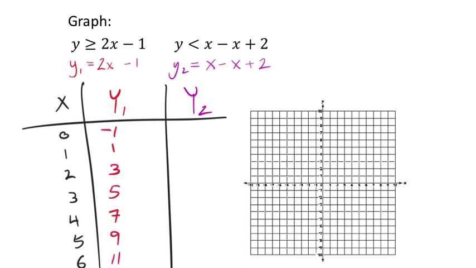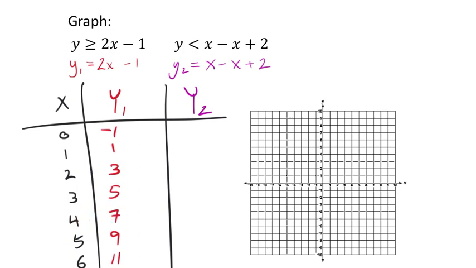Now that's a pretty good set. I don't see any decimals, so I should be able to put these all on, except the bottom there I got 611. That would be off the graph. So let's get these on there. I'm going to start with this first ordered pair. This is 0, negative 1. Then I'll get 1, 1, 2, 3, 3, 5, 4, 7, 5, 9.